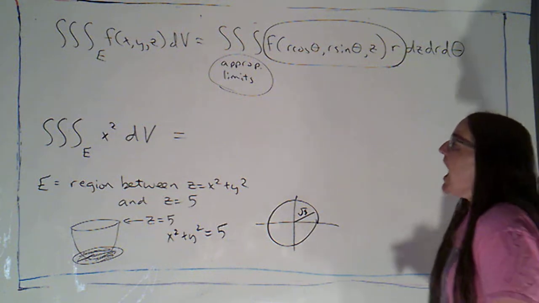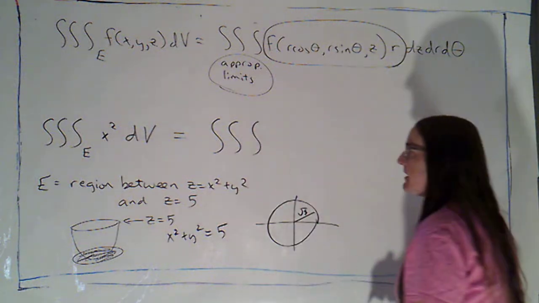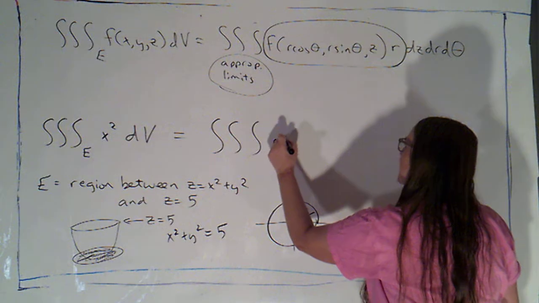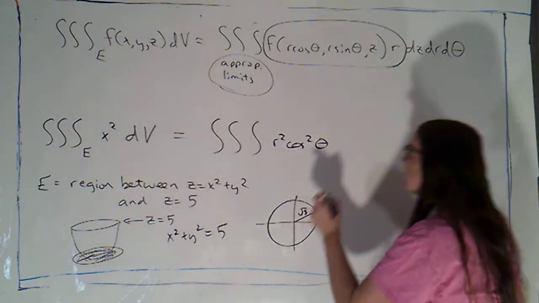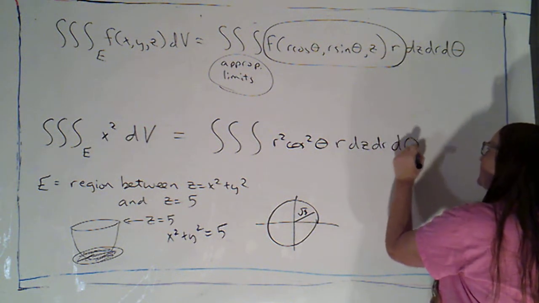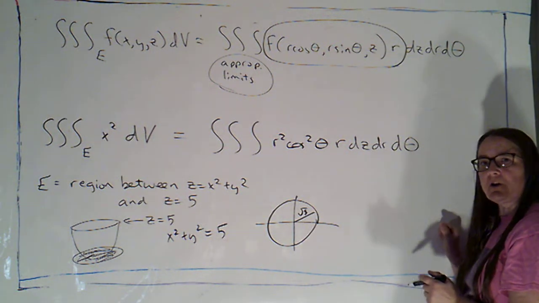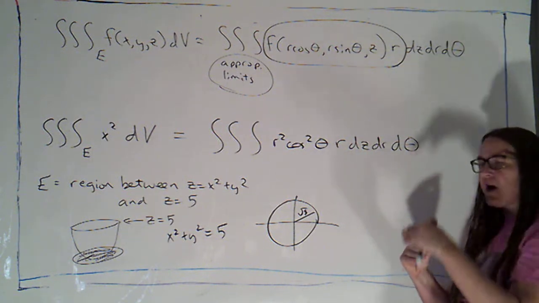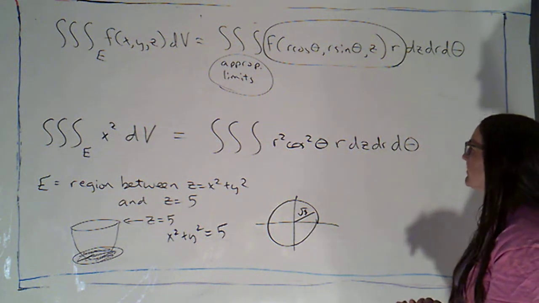Okay. All right, so if I wanted to set up this integral, I know my x squared is going to become r squared cosine squared theta. dV is going to become r dz dr d theta. I'm almost always going to set things up in this order. I don't have to, but it's very convenient for me to think of z as just the top and the bottom, and then r and theta are my polar coordinates that I'm used to working with in the xy plane.